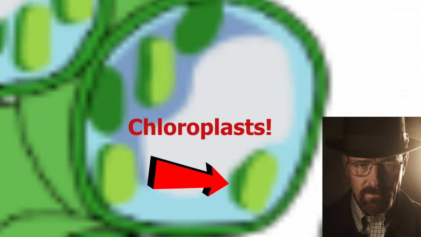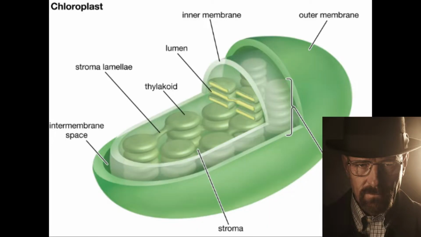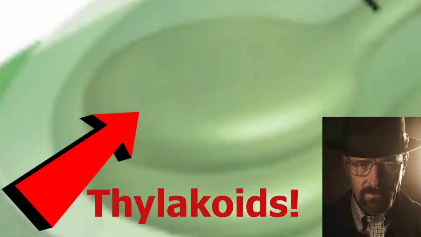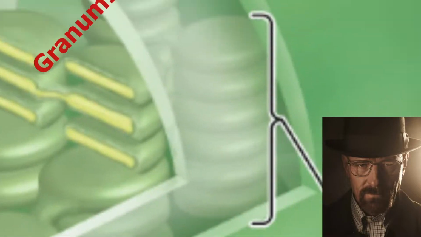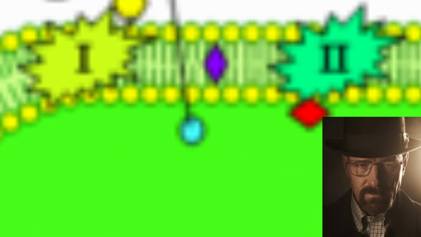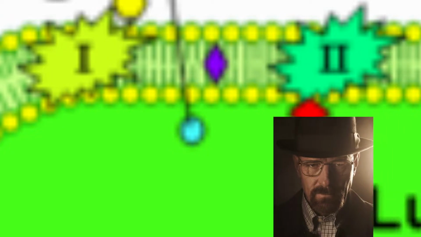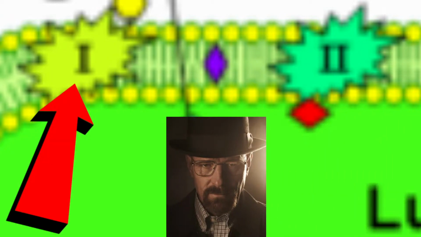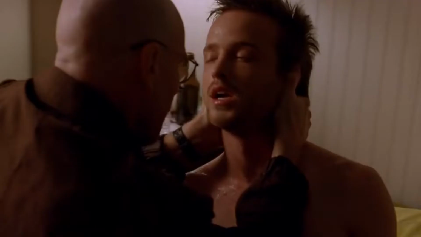chloroplasts, correct? And in these chloroplasts are little discs called thylakoids, and when in a stack are called a granum. The thylakoid membrane separates the fluid inside the chloroplast called the lumen, and the outside fluid called the stroma. On the outside of the thylakoid membrane exist two different light-absorbing systems called Photosystem I and Photosystem II. Jesse, are you following?